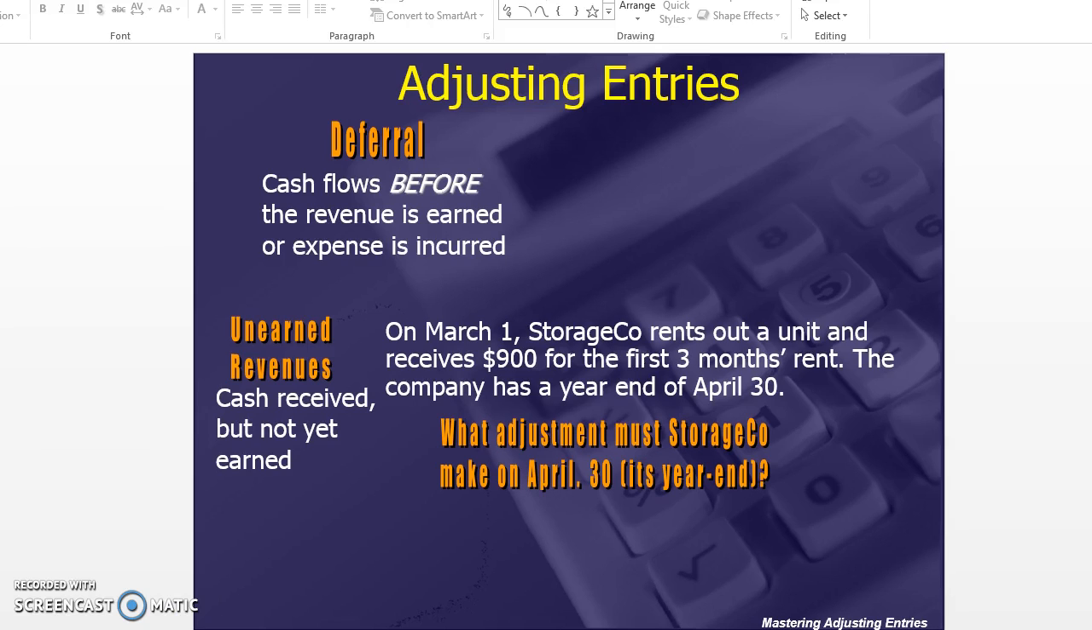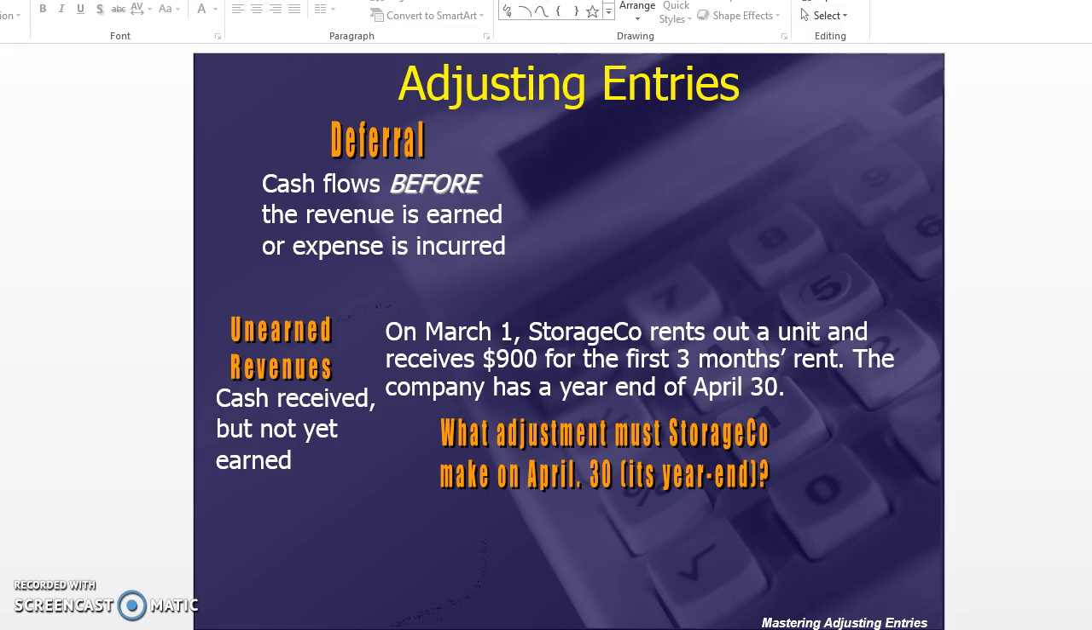Start asking yourself when you see these problems, is this a deferral or an accrual type of adjusting entry? Well, we know it pertains to revenue because money is coming in to Storage Co. We also know that the money is coming first, before we've earned the revenue. So if the money comes before, we're dealing with a deferral. Deferred revenues are known as unearned revenues.